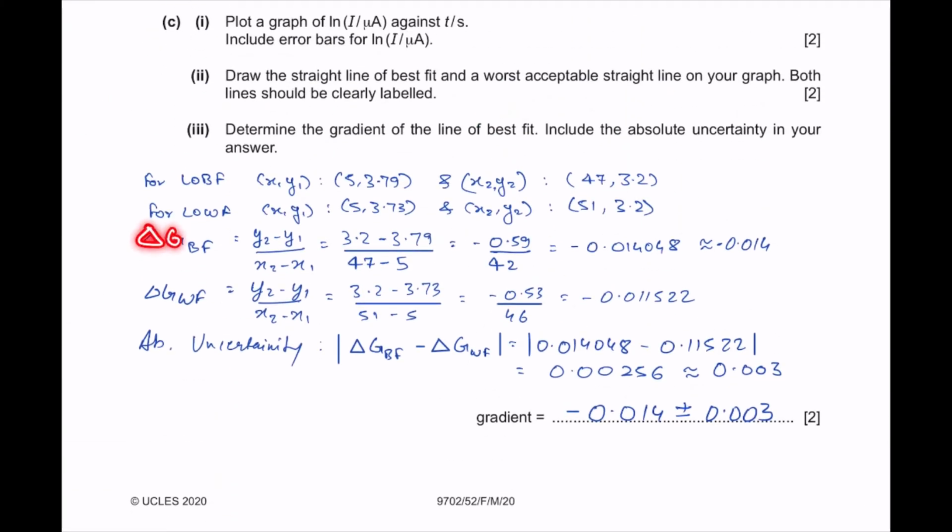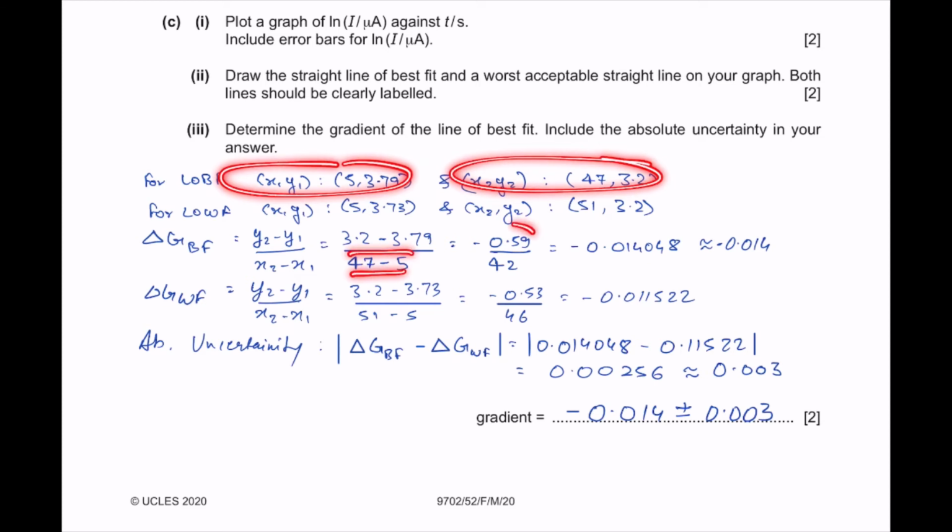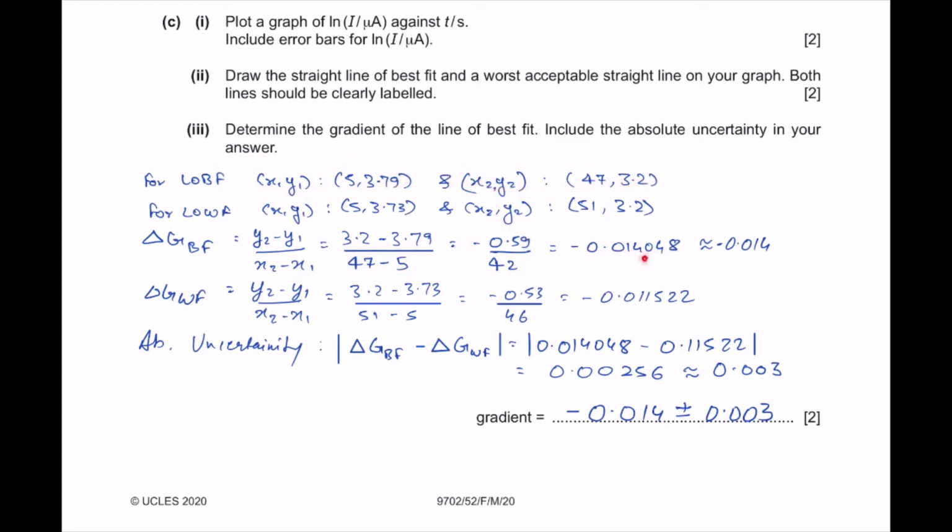So the gradient for the best fit is y2 minus y1 upon x2 minus x1. The values are already written here. By putting the values and calculating, I got minus 0.014048. Taking it up to 3 significant figures, I round it to minus 0.014. This is the gradient of best fit. Similarly, the gradient for worst fit, using the same y2 minus y1 upon x2 minus x1, by putting the values, I get minus 0.011522. You can calculate with your calculator.